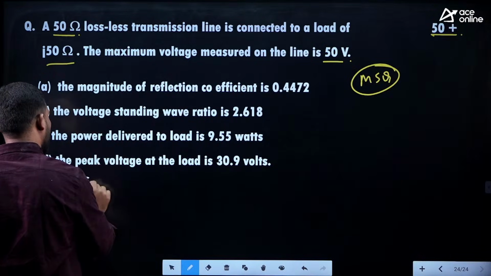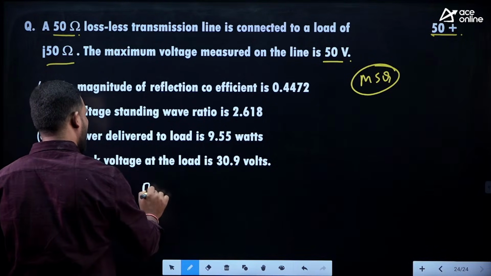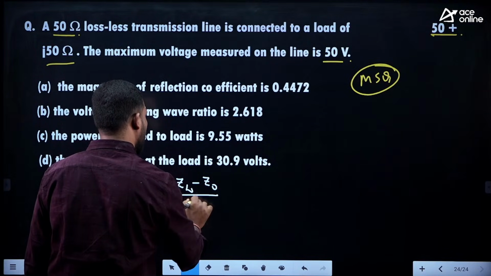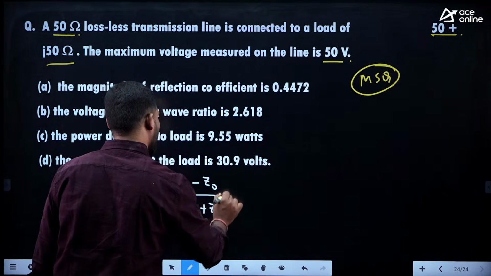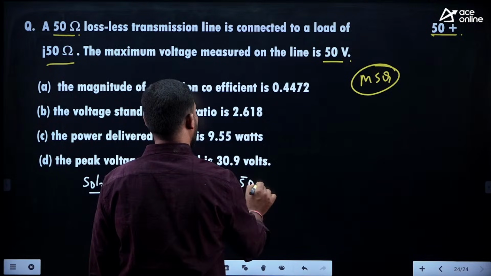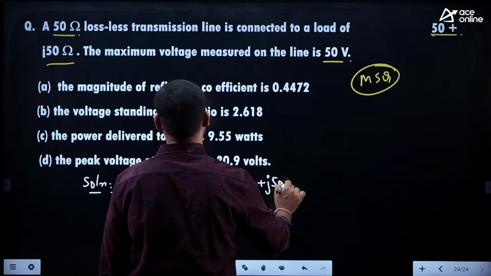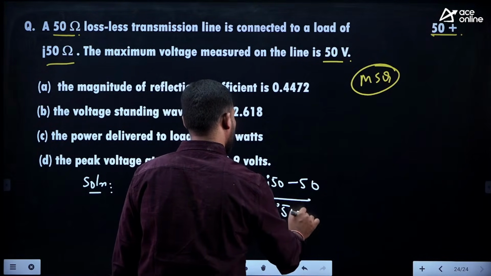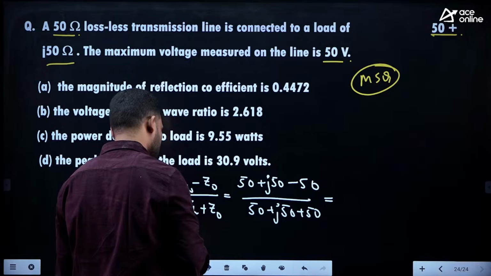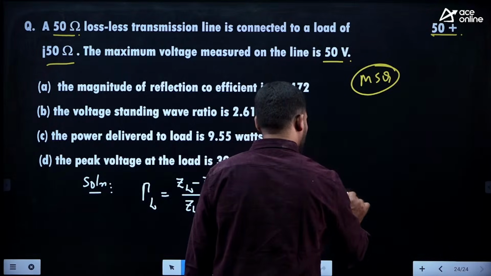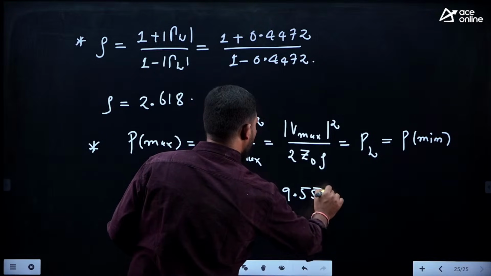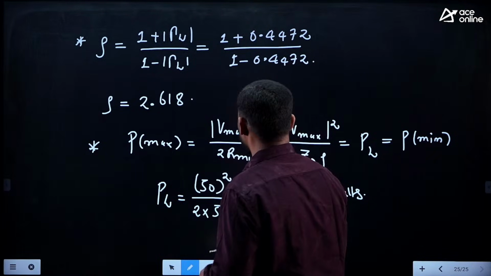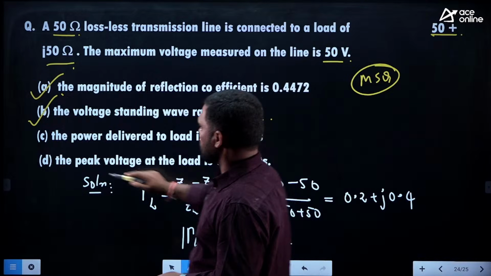First you need to find out the reflection coefficient. What is the reflection coefficient at the load end? By the formula, ZL minus Z0 by ZL plus Z0, which is 50 plus J 50 minus 50 divided by 50 plus J 50 plus 50. You can check out this one. This will turn out to be, my calculator is showing it as 9.55 watts. Clear? So this is correct.